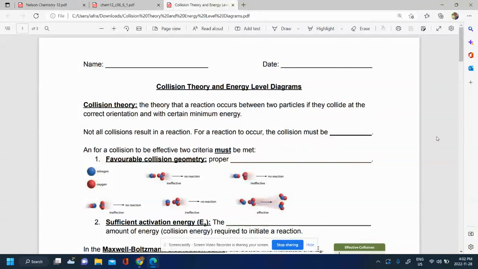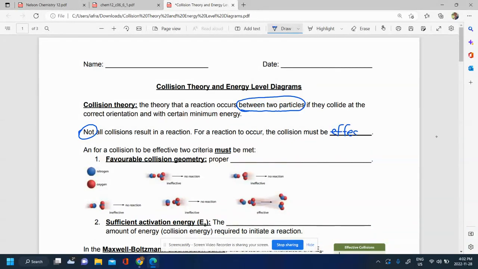So we can explain the rate of reactions and why reactions occur using the concept of collision theory, which is basically the idea that for a reaction to happen, you need to have collision happen between two or more particles. And if they collide with the right amount of energy and at the right orientation, then a reaction can occur. So what that basically means is that not all collisions are going to result in a reaction. In order for a reaction to actually occur, the collision must be what's called effective.